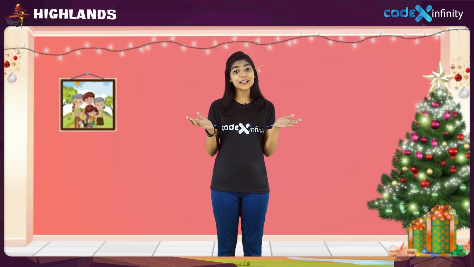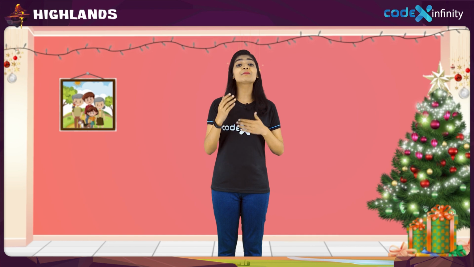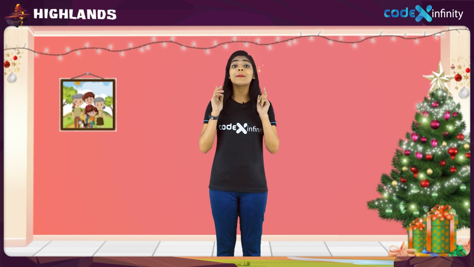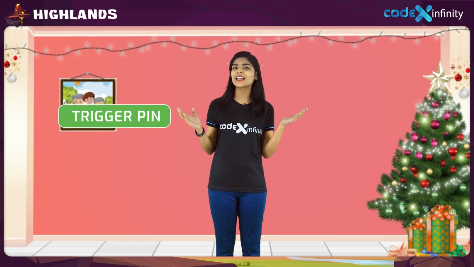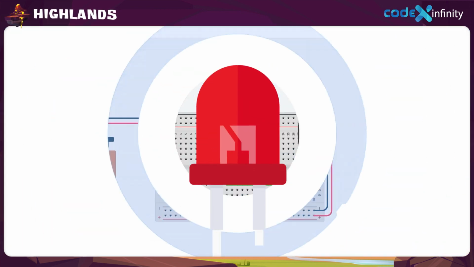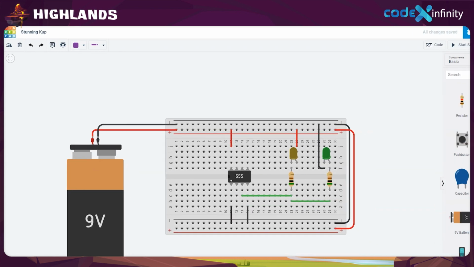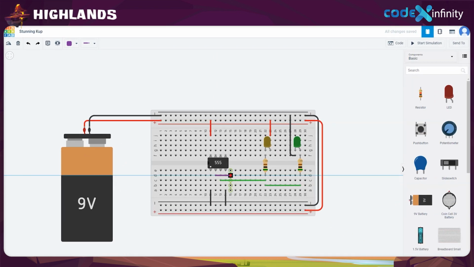So we already know that the 555 timer produces an output that switches between high and low. But to produce this output, we need to connect the trigger pin and the threshold pin together. Well, let's do that next. So take a purple wire from the wire section, connect pin number 2, which is the trigger pin, with pin number 6, which is the threshold pin. Adjust the wires a little and good.